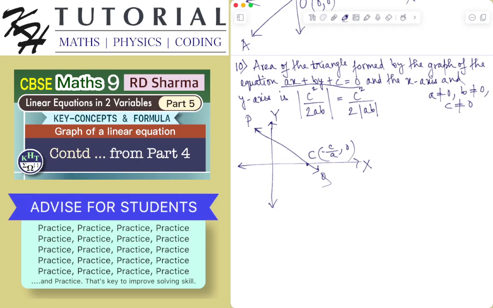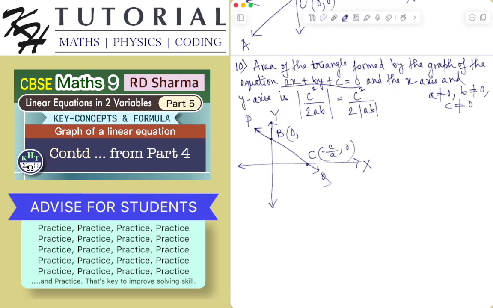Similarly, let's say the line intersects the y-axis on the positive side of the y-axis, meaning above the x-axis, at the point, let's say B. So what will be the coordinate of this point B? B is a point lying on the y-axis. Any point on the y-axis has its x coordinate, or abscissa, equal to 0. So now in the equation of the line, I will put x equals 0 and solve for y, and I will get the value of y as minus c by b.